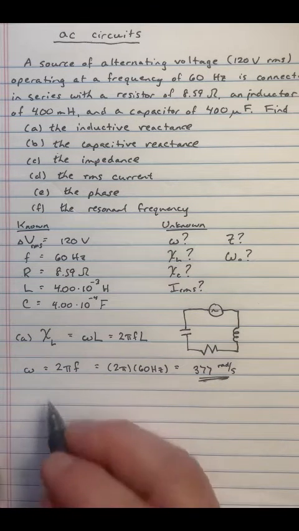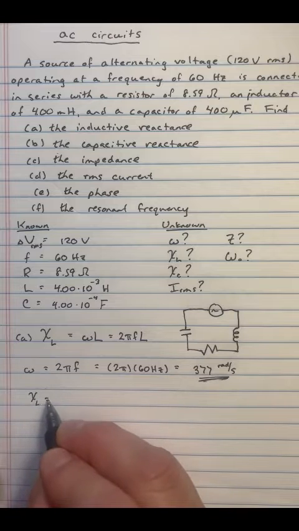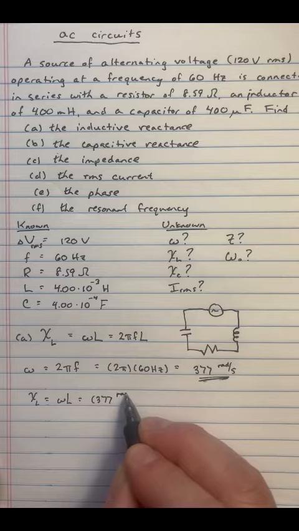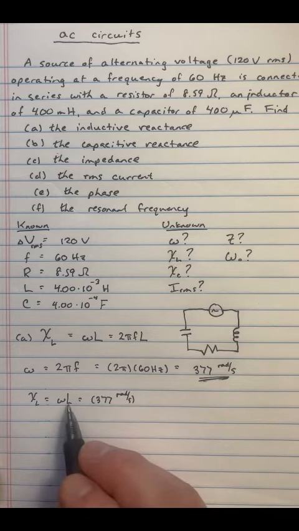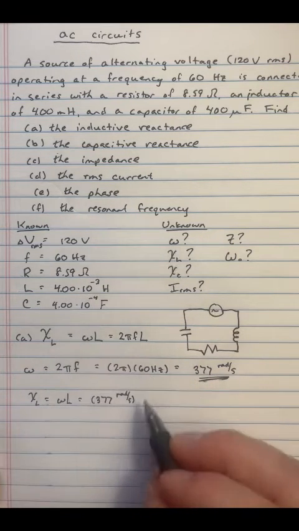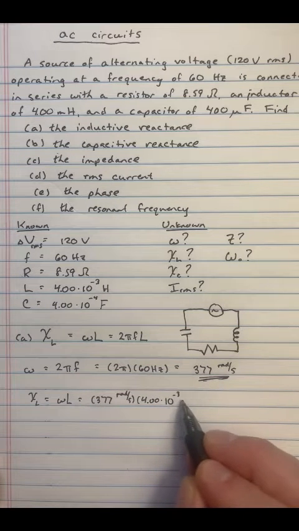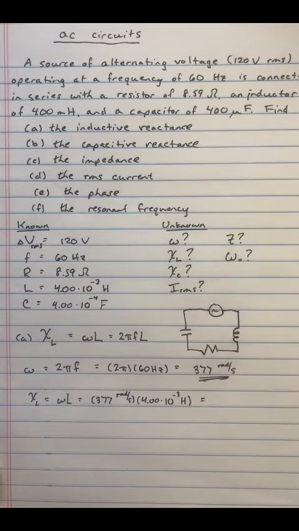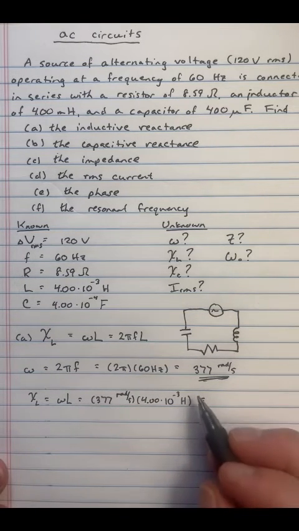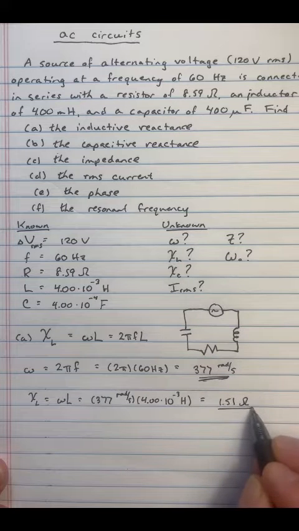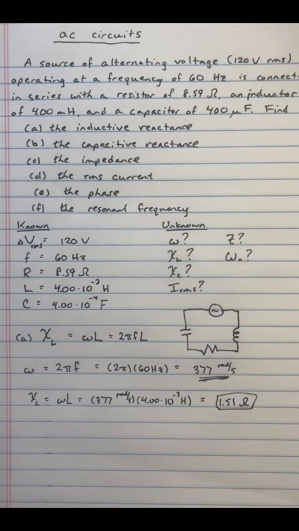Okay. So let's go ahead and take this a little step further then. Now, what is this inductive reactance, which we were talking about before? 377 radians per second. And the inductance was 4 millihenries, or 4 times 10 to the negative third henries, like that. And when we make that calculation, we get 1.51 ohms. So a small amount of resistance, but it's also not zero. Okay. How about capacitive reactance then?